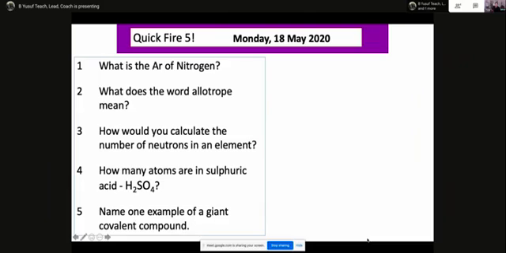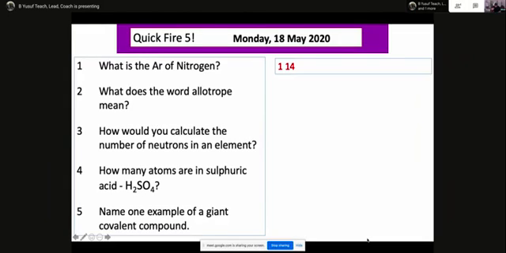Those of you that are with me live, let's just quickly go through what the answers are. So, number 1, what is the AR of nitrogen? If you're not familiar with the term AR, that basically means the relative atomic mass of nitrogen, and the answer is 14. So if you look it up on the periodic table, you'll see 2 values, 7 and 14. The higher value represents the atomic mass, and that's what the answer is.